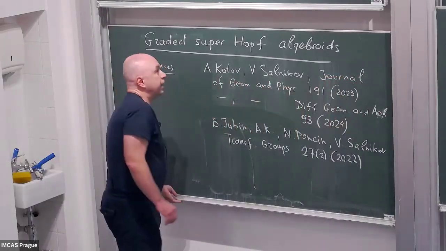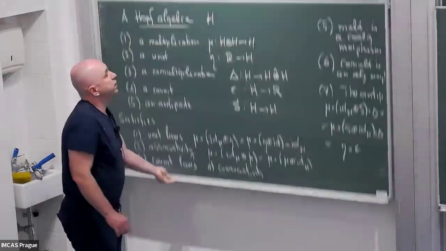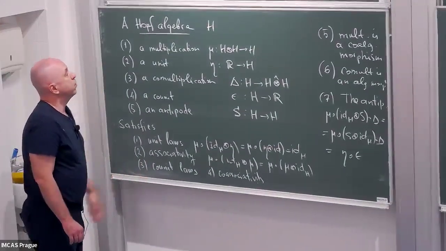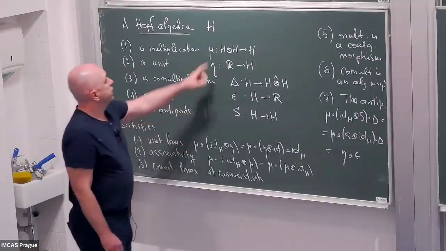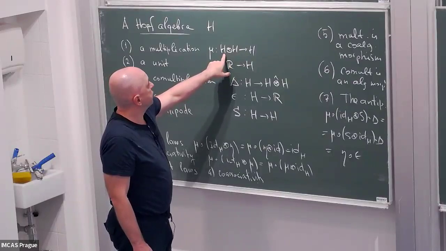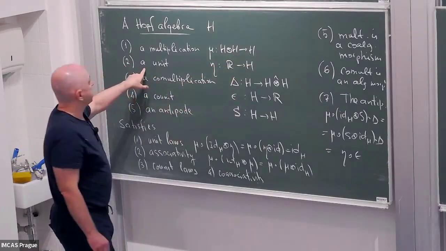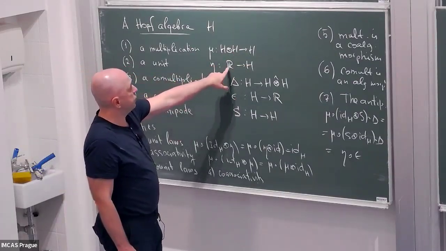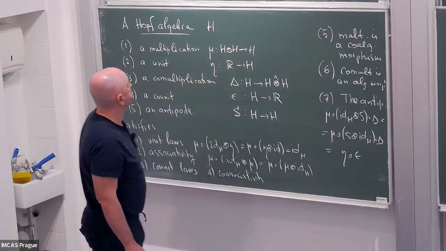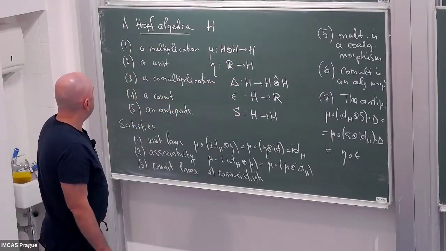Okay, so let me start now with Hopf algebras and bialgebras. Of course, everyone knows what an associative algebra is. It's a space together with a multiplication. It can be viewed as a map from the tensor product of H and H to H. If it's a unital algebra, there is a unit. I assume for simplicity that everything is over R. So it's a map from R to H; it can be some other field, or a ring if it's over a ring.